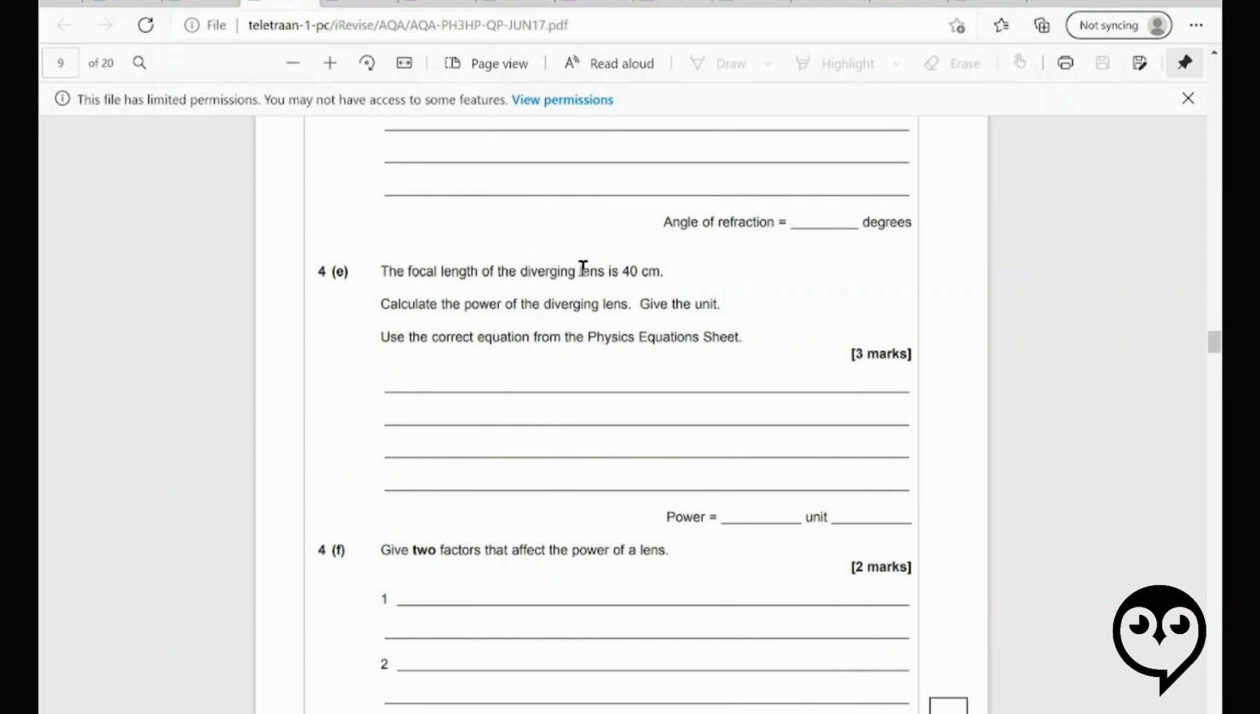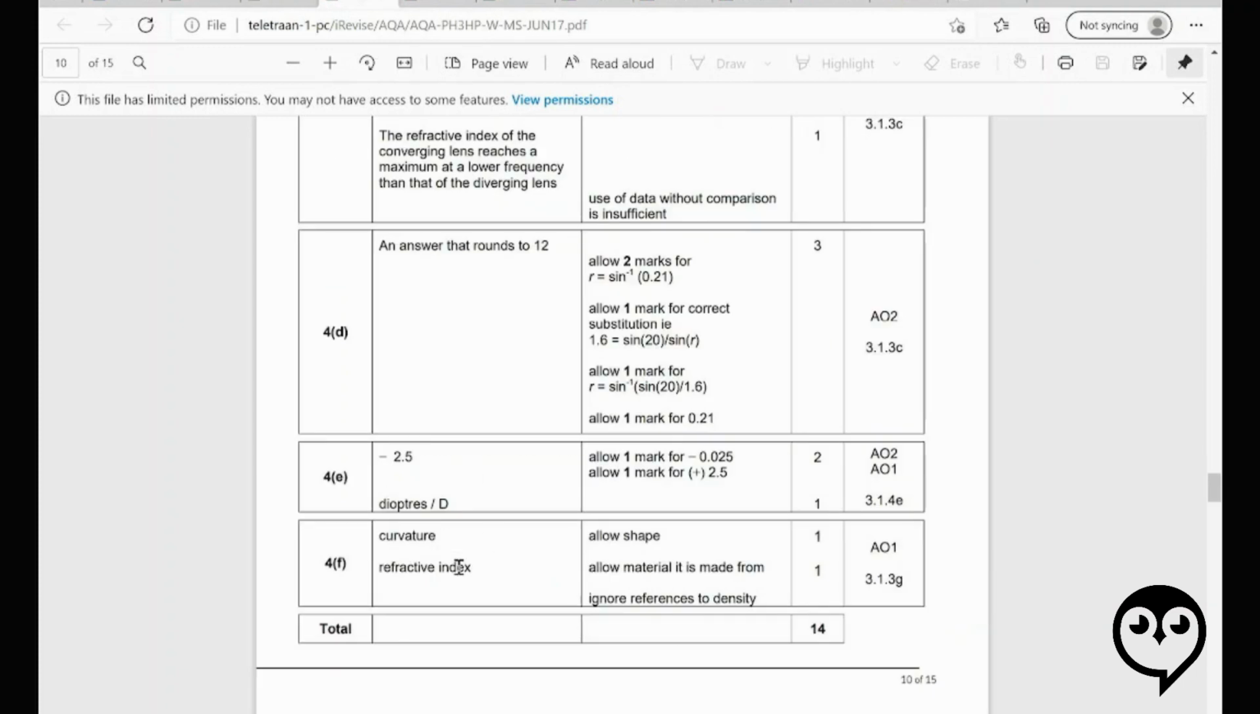Now, ask yourself, why is it a negative? Well, it's a diverging lens, so it's going to be negative 2.5. Right, so curvature, refractive index, you can say shape if you like, allow material, but let's use some terminology here. Don't talk about density, talk about the refractive index.